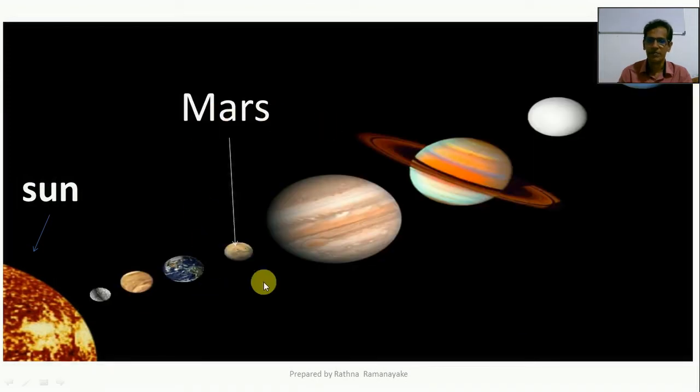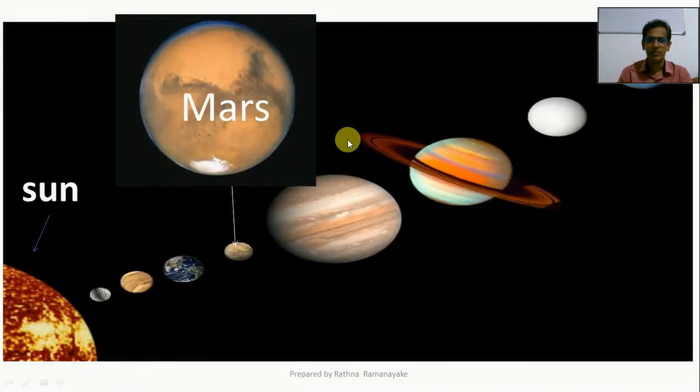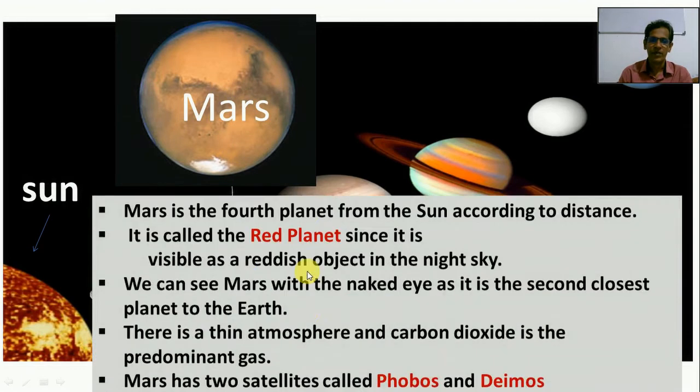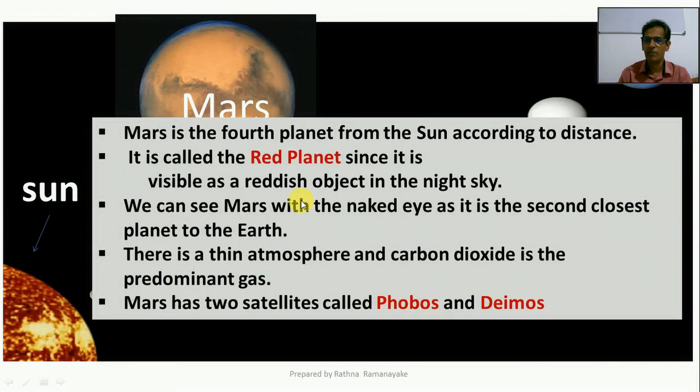This is Mars, right? Mars. It is also known as the red planet. Now let's see special features of the planet Mars. Mars is the fourth planet from the sun according to distance. It is called the red planet because it is visible as a reddish object in the night sky.